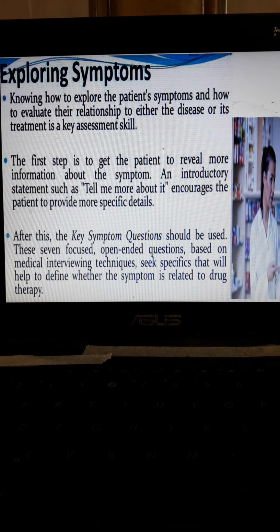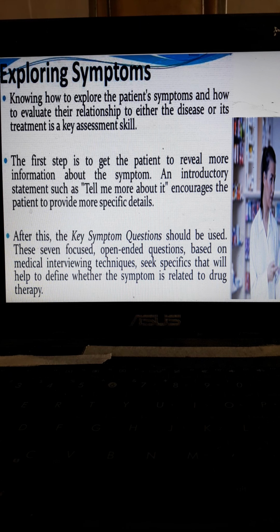Okay, next, exploring symptoms. Knowing how to explore patient symptoms and how to evaluate their relationship to either the disease or its treatment is the key assessment. So you have to use assessment or evaluation skills to really explore the symptoms of the patients regarding his or her conditions. The first step is to get the patients to reveal more information about symptoms.